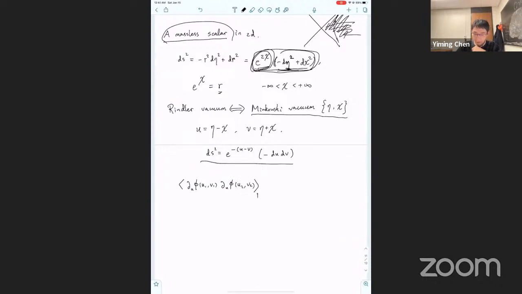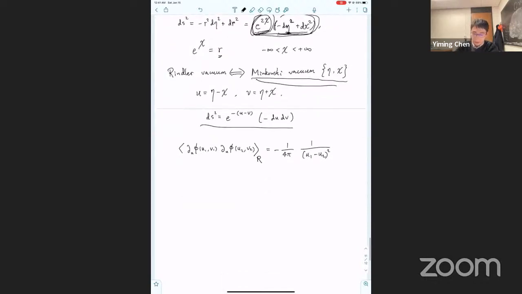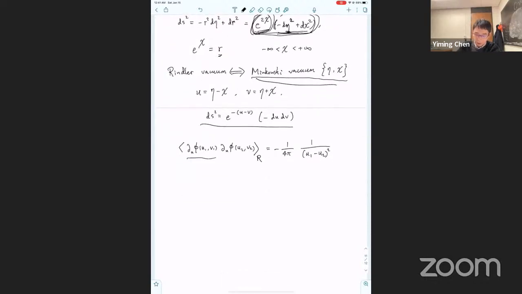And the 2-point function in the Rindler vacuum, as I said, will be given by some Minkowski expression, and it's super simple. Here I'm trying to make all the prefactors right. The prefactor will be minus 1/4 pi, multiplied by 1 over u1 minus u2 squared, okay? So that is the 2-point function of the right-going modes. Why do we want the 2-point function? The reason is that we want to use the so-called point splitting technique.